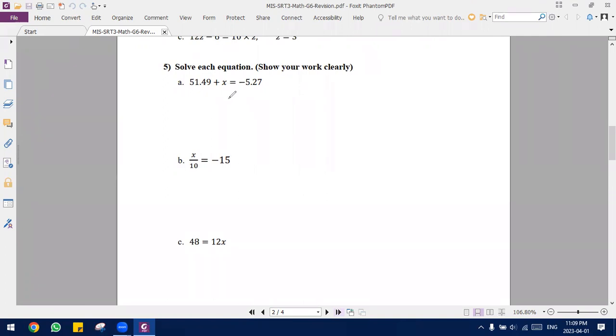Now, the first question I have here x. What do I have next to it? I have 51.49, but it's a plus between them. So what's the opposite? Yes, it's minus 51.49. So to show my work, I always write the step, circle it. So I understand that I need to do minus 51.49 for both sides, okay? Left and right. Now on the left side, this one will be removed. I will have only x equal to minus 5.27, and then minus 51.49.